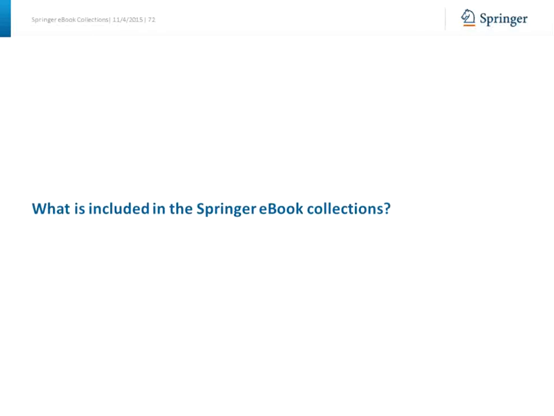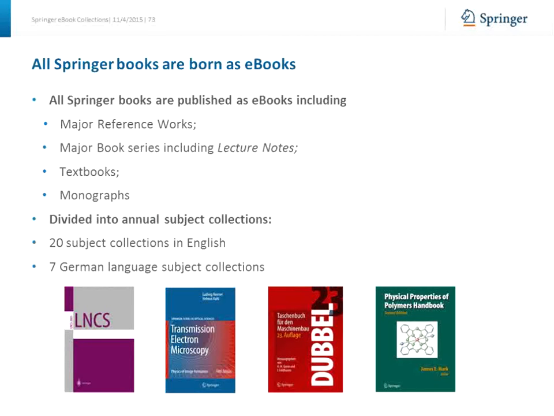So what do we include in our ebook collections? Basically, we publish every book as an ebook. Every book that we publish is available as an ebook first, and next comes print. And we have a lot of different kinds of books. We have major reference works, we have the larger series, we have textbooks, monographs, and we publish them into subject collections. Starting in 2016, we have 20 different subject collections in English and an additional 7 subject collections in German.